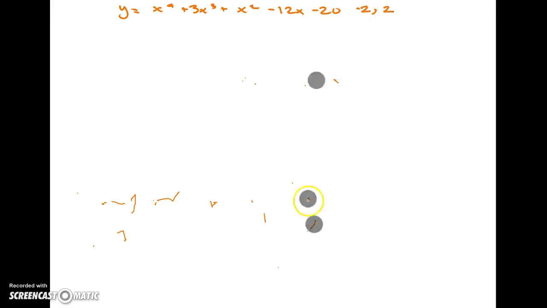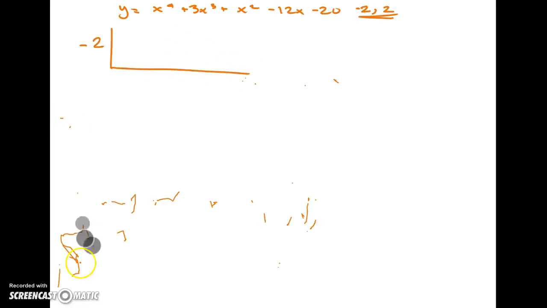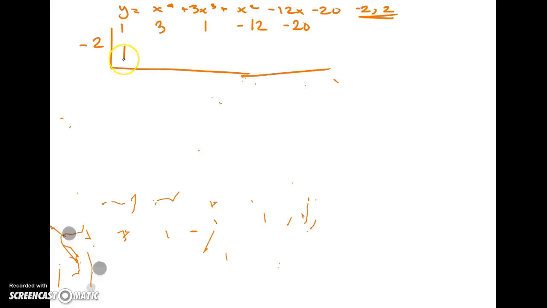So going back to the original problem, we had y equal to x to the 4th plus 3x cubed plus x squared minus 12x minus 20. I am looking at that and I want to verify that x could be positive and negative 2. So let's plug those in using synthetic division. So I have negative 2, and I'm going to use my coefficients, which were 1, 3, 1, negative 12, and negative 20. So bringing down, and I'm hoping this gives me a 0.